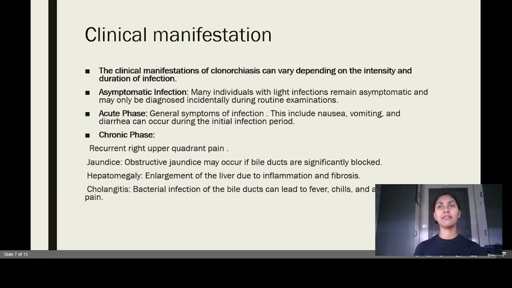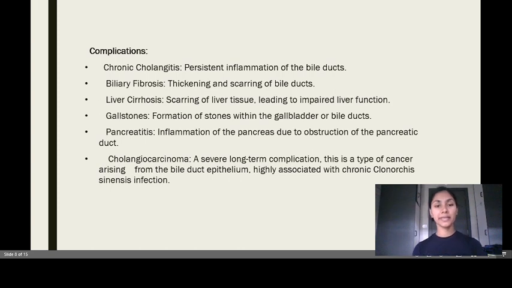This is when the infection has gone undiagnosed for a long time. First we have recurrent right upper quadrant pain. Then jaundice. Then hepatomegaly, that's enlargement of the liver due to inflammation and fibrosis. Then cholangitis, a bacterial infection of the bile ducts, which can lead to fever, chills, and abdominal pain. Then we have complications.